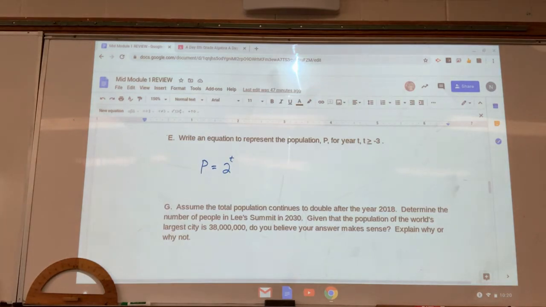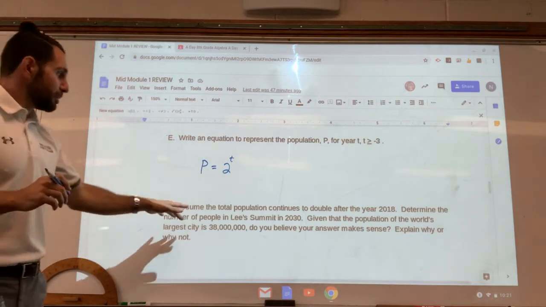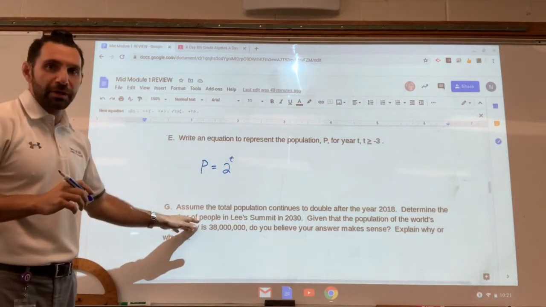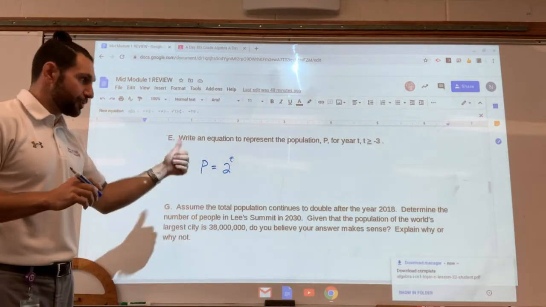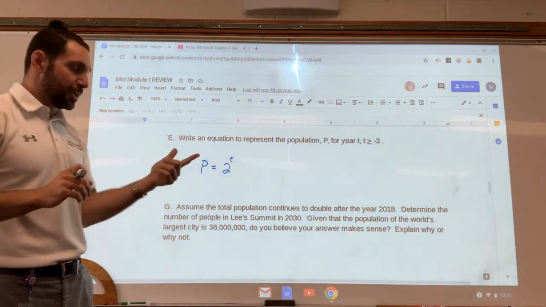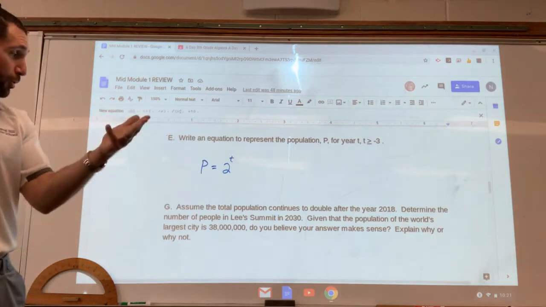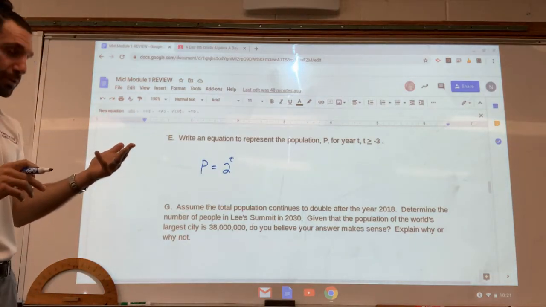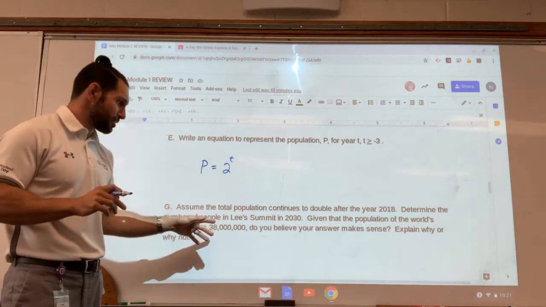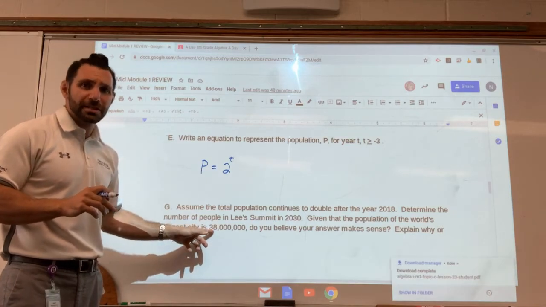So now assume the total population continues to double after the year 2018. Determine the number of people in Lee Summit in 2030. Given the population of the world's largest city is 38 million, do you believe your answer makes sense? Explain why or why not. Well, remember where we were at. We were already at 2 million in 2018. Then it's 4 million in 2019. 8 million in 2020. 16 million in 2021. 32 million in 2022. 64 million in 2023. That's bigger than the largest city in the world.